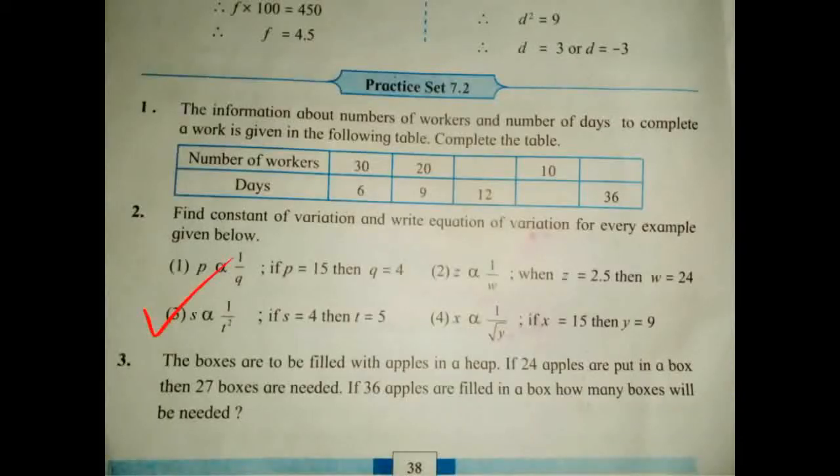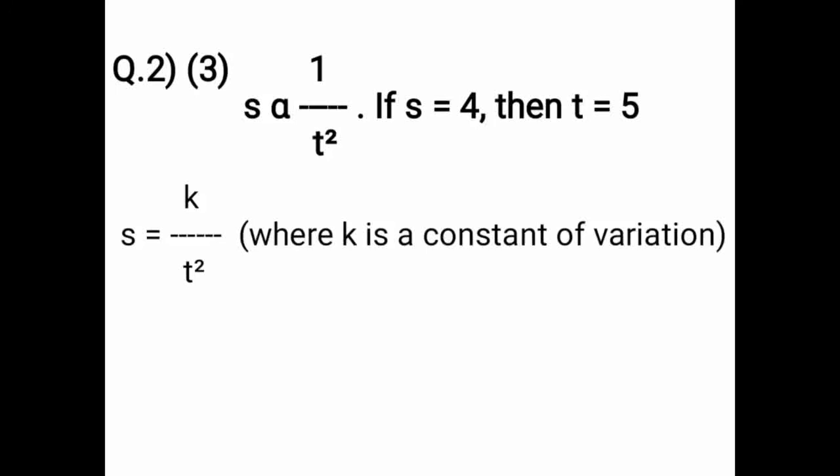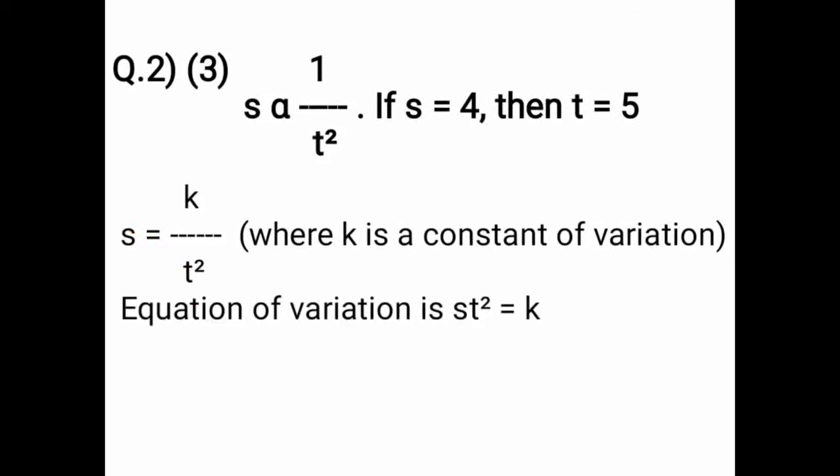Next, S is inversely proportional to T square. If S is equal to 4, then T is equal to 5. The question is given in inverse proportion, so write this again. S is inversely proportional to T square. S is equal to K upon T square, where K is a constant of variation. This is the formula of the constant of variation in inverse variation. Now write the equation of variation form. Cross multiply this. S into T square is ST square. Equation of variation is ST square is equal to K.